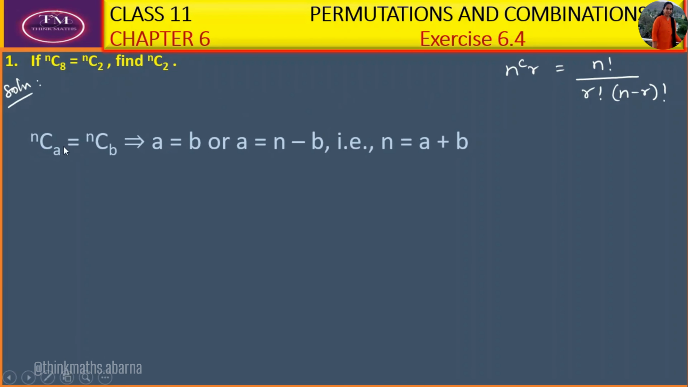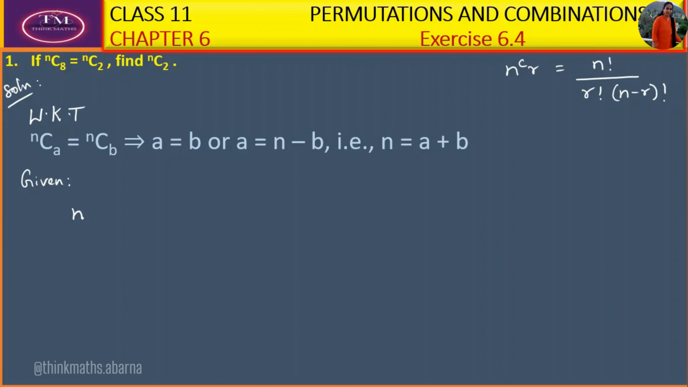We know that if nCa is equal to nCb, then a will be equal to b or a will be equal to n minus b. That is, n is equal to a plus b. This result we already know and we discussed in the introduction. Now we are going to use this. So this is the known fact. We know that. So what is given?